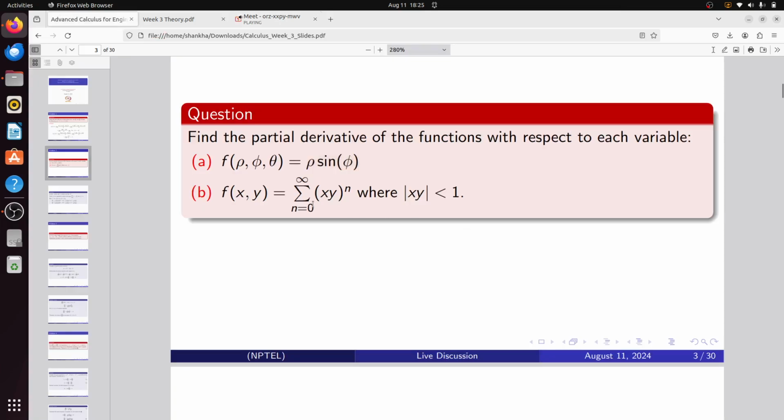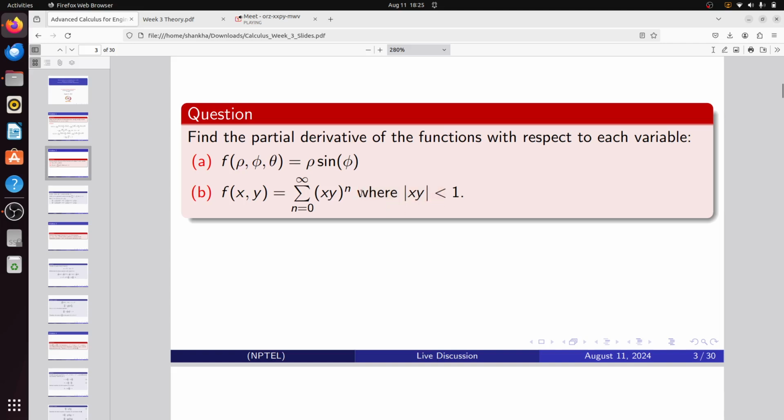Okay, so now the next problem. Problem B is f(x,y) equals the summation n equals 0 to infinity of (xy) to the power n, where modulus of xy is less than 1. We need to find the partial derivative of the function with respect to each variable. So f(rho, phi, theta), done. Now f(x,y) equals the summation n equals 0 to infinity of (xy)^n, where modulus of xy is less than 1.